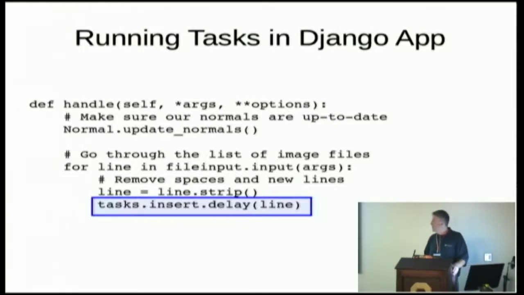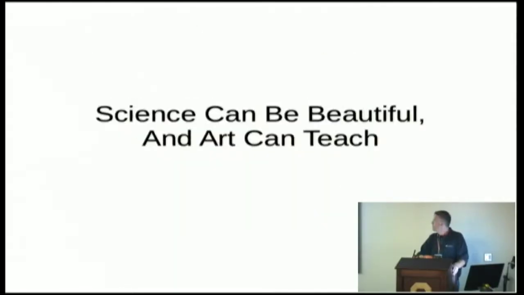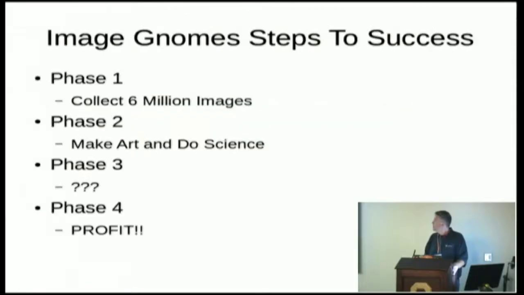So now that we have a task infrastructure and we can run things on multiple cores and multiple machines if we want to, let's look at some science and see some art. Because one of the things that I've always thought is that science can be beautiful and art can teach. But it's not all about looking beautiful. You got to make some money. So I've collected the 6 million images. We're going to make art and do science. I need your help with phase 3. But I know that phase 4 is going to be profit. I know it.